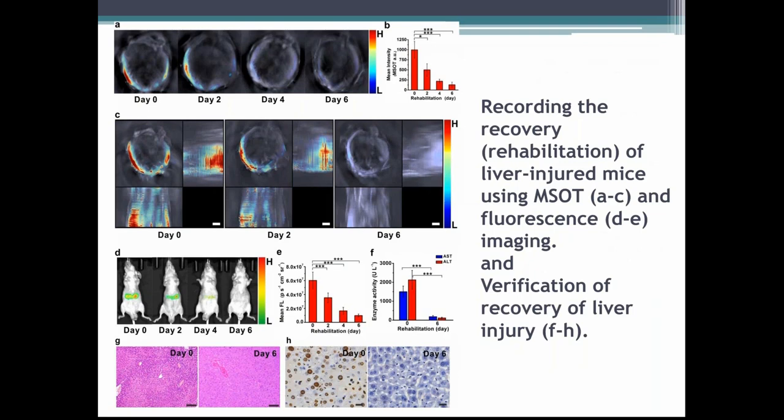Then probe 1 was used to track the rehabilitation of liver injury during the therapeutic process. During the treatment, the optoacoustic signal gradually decreases in the liver region, and after 6 days, almost no optoacoustic signal could be observed. In addition, from the MIP images of the mice, we can observe the overall liver injury status during its rehabilitation process. And the fluorescent imaging of the rehabilitating mice gives similar results.